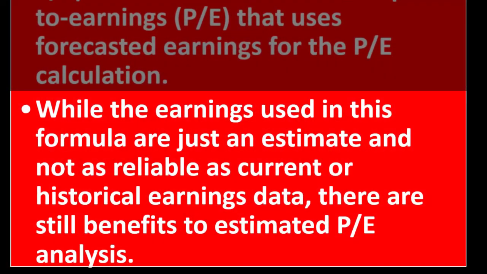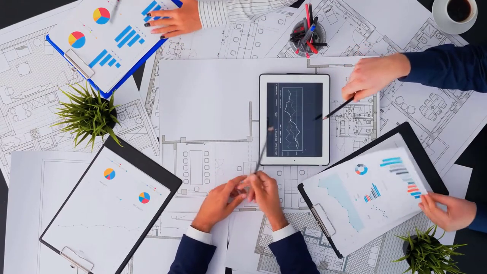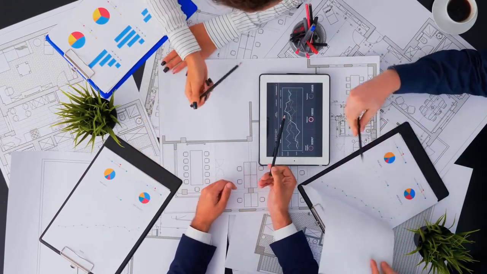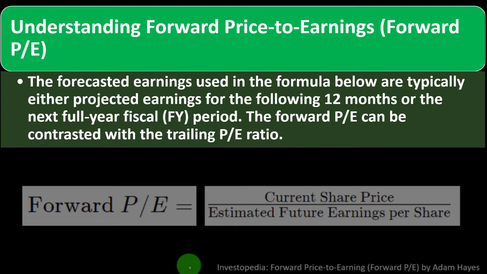While the earnings used in this formula are just an estimate and not as reliable as current or historical data, there are still benefits to estimated PE analysis. In other words, the prior data, of course, is more reliable because it has actually happened. We know what it is, but we can also try to use projected or future data, which might have more predictive power. So understanding forward price to earnings, the forecasted earnings used in the formula are typically either projected earnings for the following 12 months or the next full fiscal year period, which might be some other 12 month period.